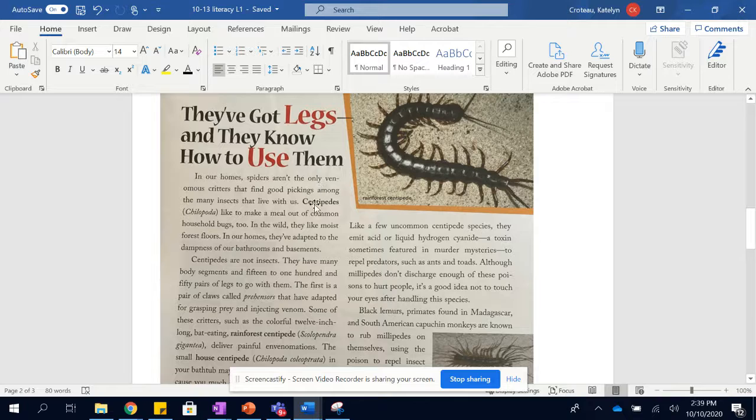In our homes, spiders aren't the only venomous critters that find good pickings among the many insects that live with us. Centipedes, Chilopoda, like to make a meal out of common household bugs too. In the wild, they like moist forest floors. In our homes, they've adapted to the dampness of our bathrooms and basements. Centipedes are not insects. They have many body segments and 15 to 150 pairs of legs to go with them. The first is a pair of claws called prehensors that have adapted for grasping prey and injecting venom.